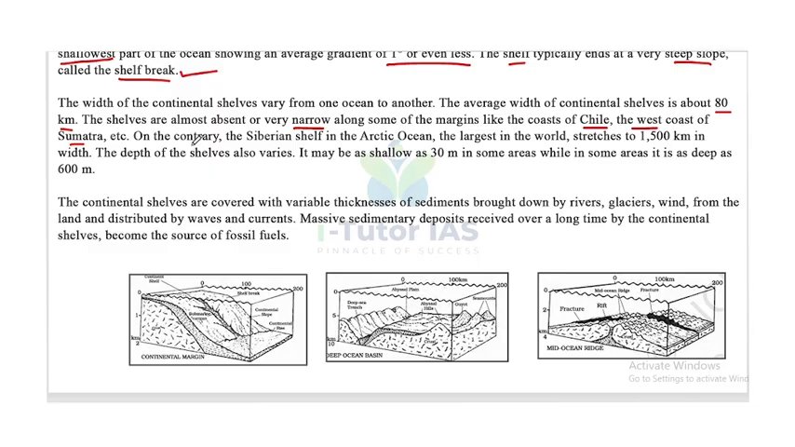On the contrary, the Siberian shelf in the Arctic Ocean, which is the largest in the world, stretches to 1,500 km in width. The depth of the shelves also varies. It may be as shallow as 30 meters in some areas, while in others it is as deep as 600 meters. The continental shelves are covered with sediments of variable thickness brought down by rivers, glaciers, and wind from the land and distributed by waves and currents.